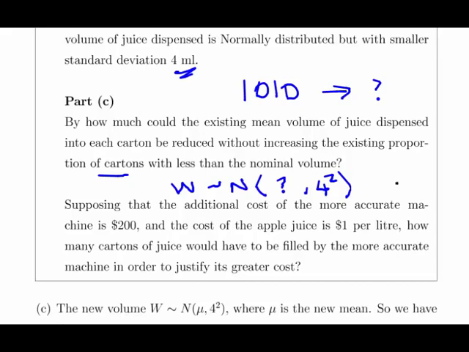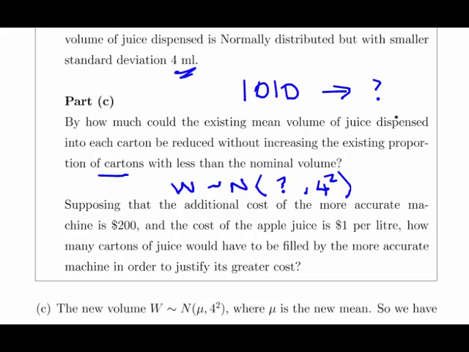Suppose that the additional cost of the more accurate machine is $200, and the cost of the apple juice is $1 per liter. How many cartons of orange juice must be filled by the more accurate machine in order to justify the cost?